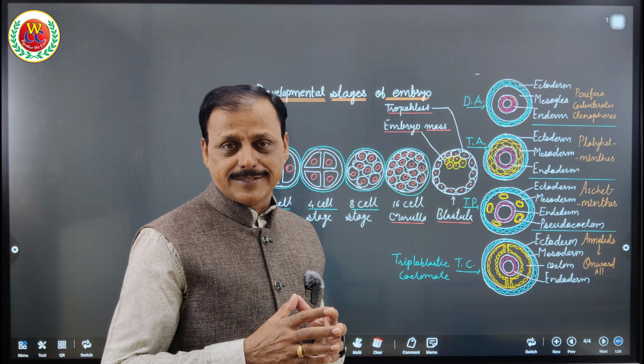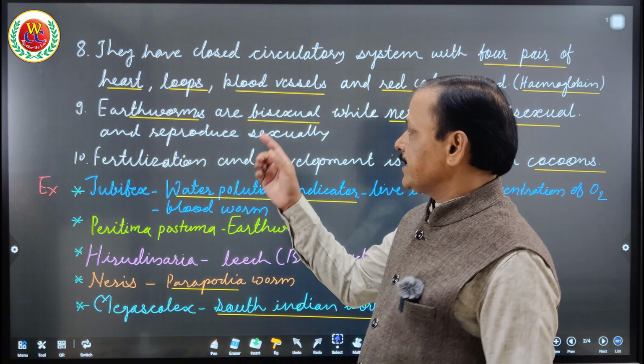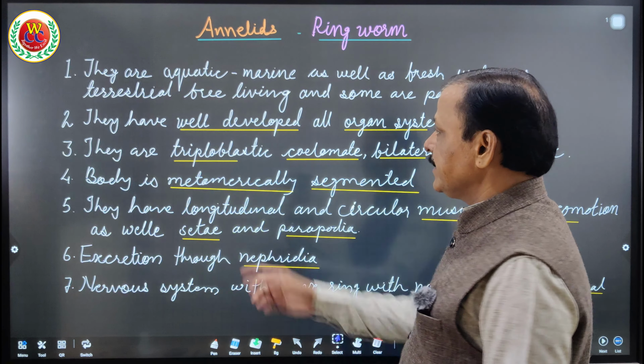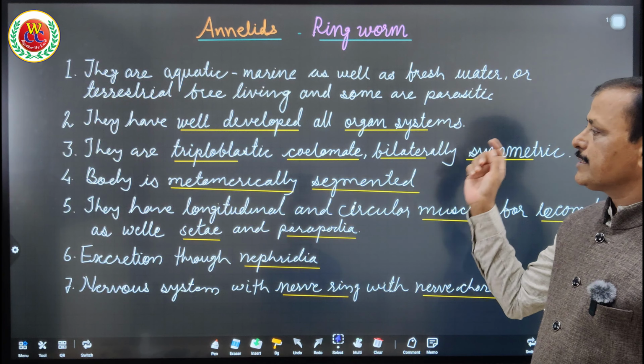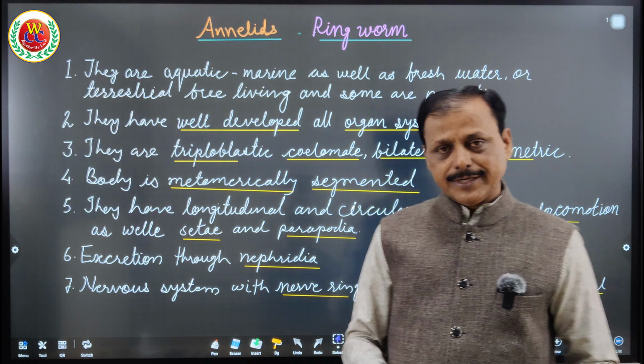Now come once again to the characteristics. That second one was habit, that is organization. So they have a well developed organ system level of organization. Third one, embryo development, as I have told you, triploblastic coelomate. They are bilaterally symmetrical. So I can take that point now in one, because we do not have to have a separate point for symmetry, because it is now in practice to have symmetry along with the development of the embryo.